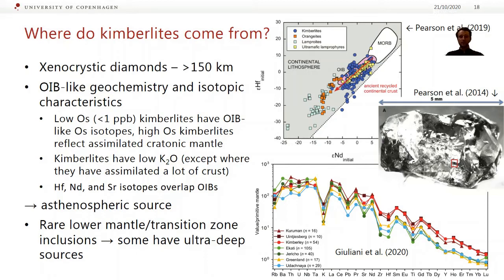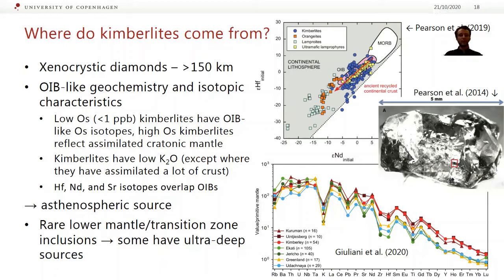So where do kimberlites come from? I already mentioned that the presence of xenocrystic diamonds means that these are probably forming at depths over 150 kilometers. Looking at the geochemistry and isotopic characteristics, they have some similarities to ocean island basalts. An important thing to note here is that even though they're very enriched in incompatible elements, they're not particularly rich in potassium. The only exception here are kimberlites that have demonstrably assimilated a lot of continental crust.